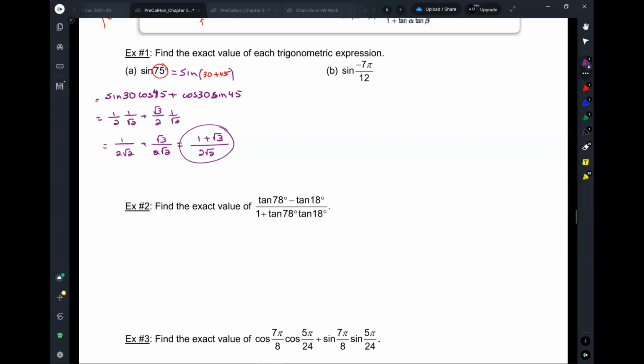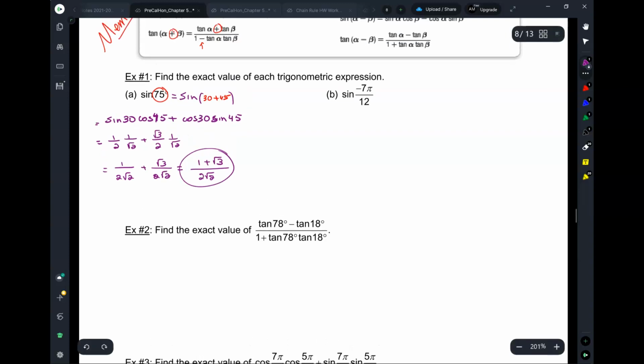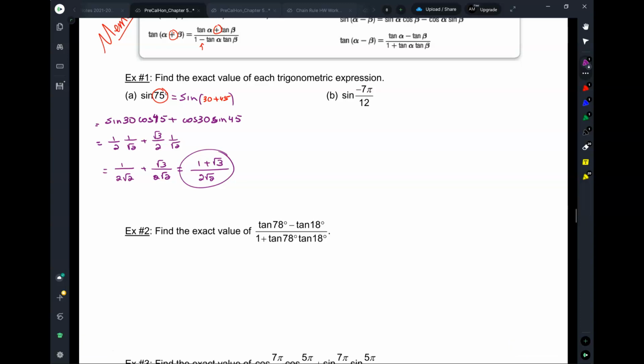Okay, this next one has a few things going on. Number one, there is a negative inside, right? But what did we say about sine of negative theta? It goes to the front, so it's negative sine of theta. So first off, this will be negative sine of 7 pi over 12.